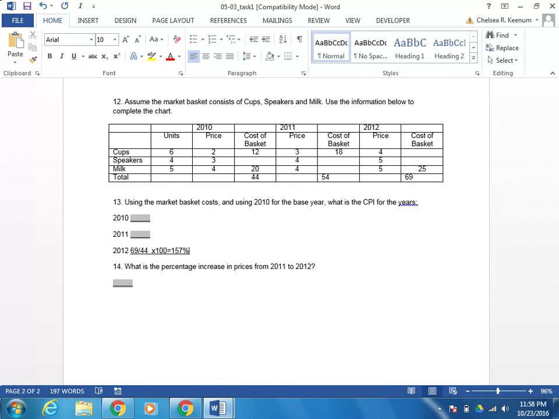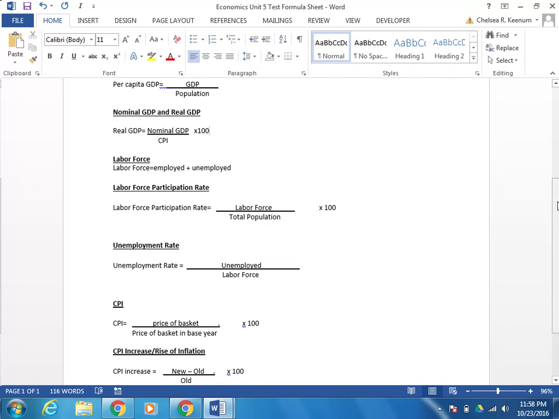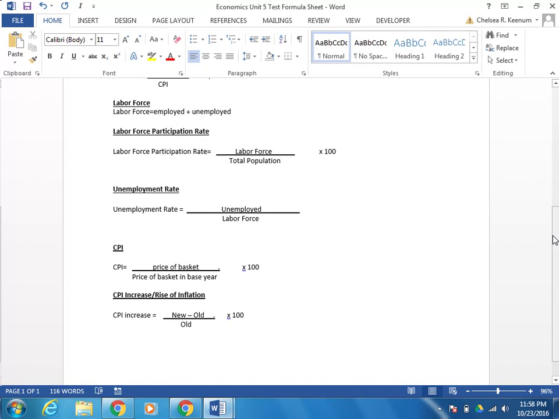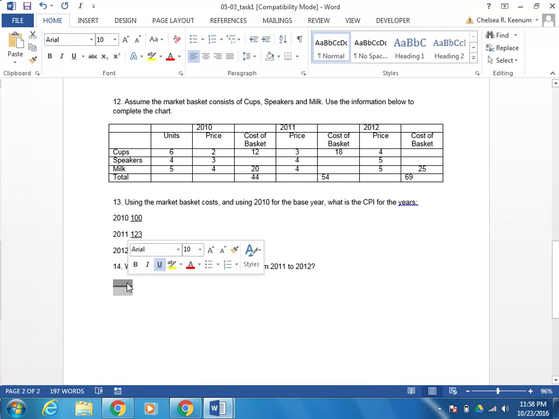Okay, now it says, what is the percentage increase in prices from 2011 to 2012? Okay, well, I'm going to go ahead and fill in your answers here. How you would do this: CPI increase, rise of inflation. You would do new minus old divided by old times 100. The new would be the most current year. So in this case, 2012 is the most current year. So we would look at our CPIs. That's what we're looking at.